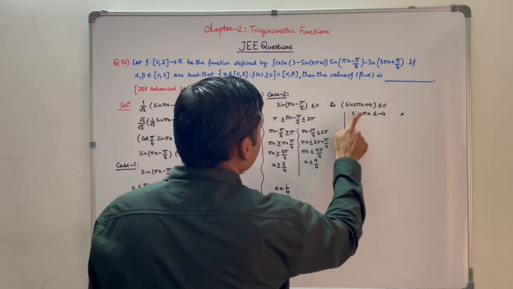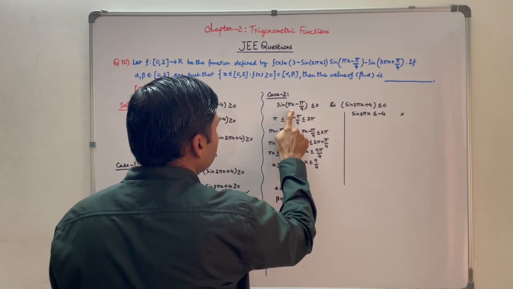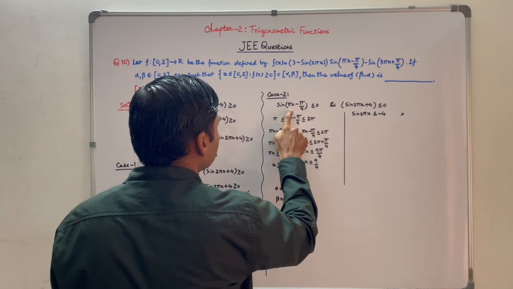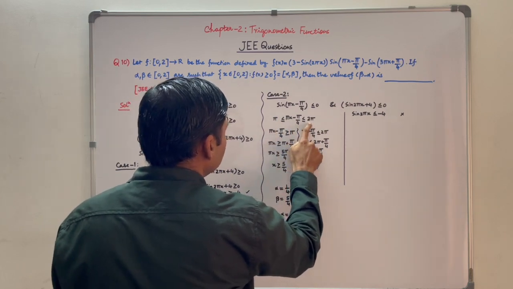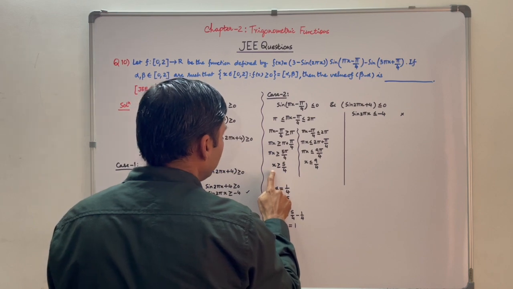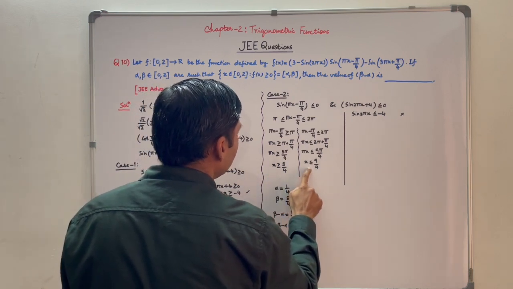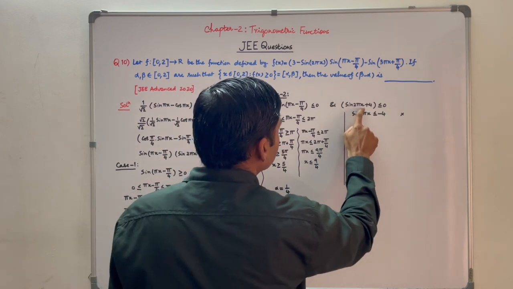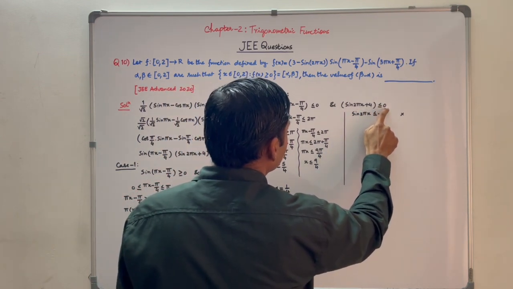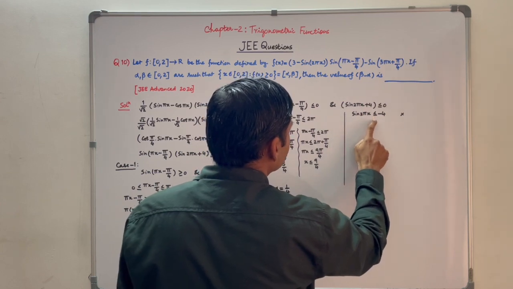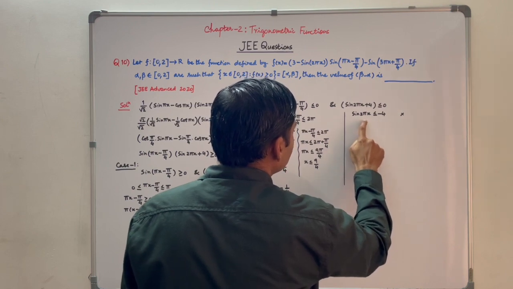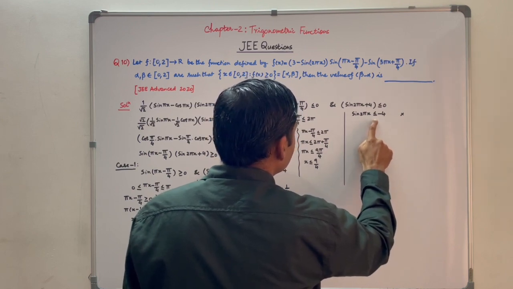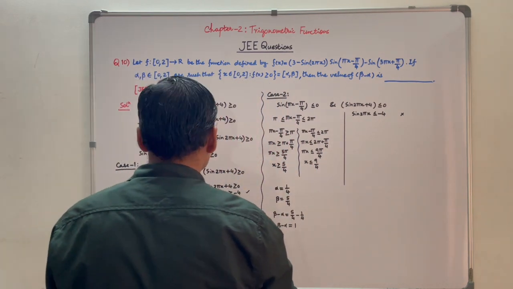Second case, when both are negative. Sine pi x minus pi by 4 is less than or equal to 0. We know that sine theta is negative in third and fourth quadrants. So pi x minus pi by 4 will lie between pi and 2 pi. This gives x is greater than or equal to 5 by 4 and x is less than or equal to 9 by 4. Sine 2 pi x plus 4 is less than or equal to 0. That means sine 2 pi x is less than or equal to minus 4, which is not true, as we know that sine theta is greater than or equal to minus 1. So this will not give any solution.